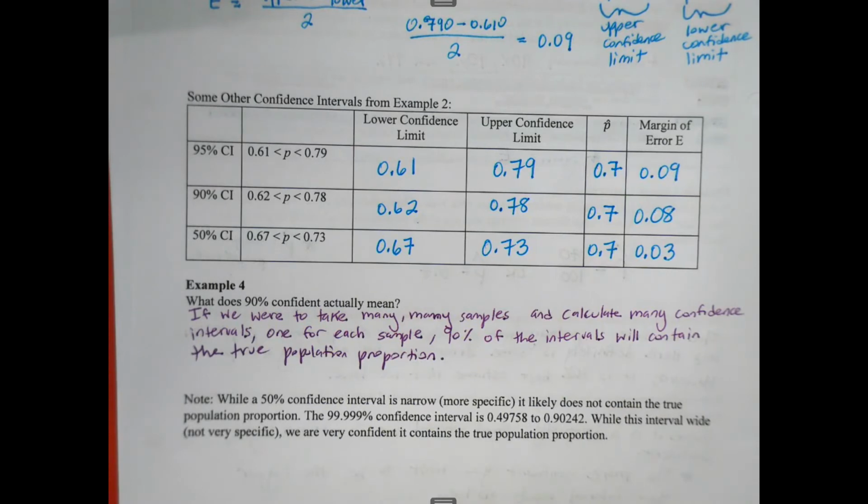As we talked about before, while a 50% confidence interval is narrow or more specific, it likely does not contain the true population proportion. The 99.999% confidence interval is going to be very wide. In this example, it would be 0.49758 to 0.90242. And while this interval is very wide and not very specific, we're going to be a lot more confident that it contains the true population proportion.